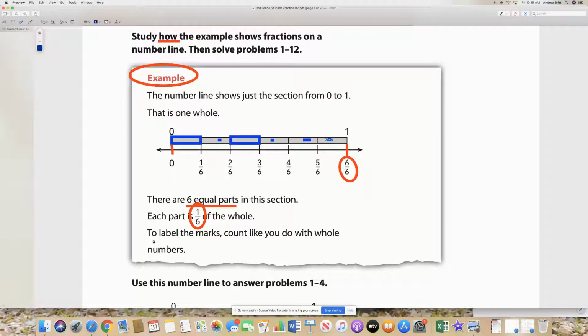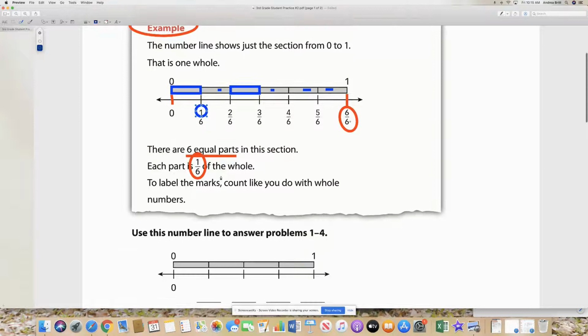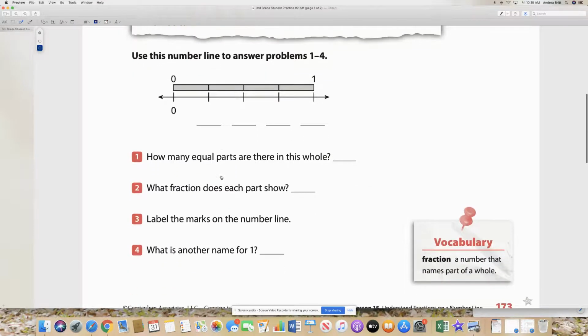To label the marks, count like you do with whole numbers. So 1 out of 6, that's a 1. Your denominator is going to be 6 for every single one of them because there are 6 equal parts. 2, 3, 4, 5, 6, and your denominator will stay the same. All right, so your job is going to be to use this number line to answer problems 1 through 4.